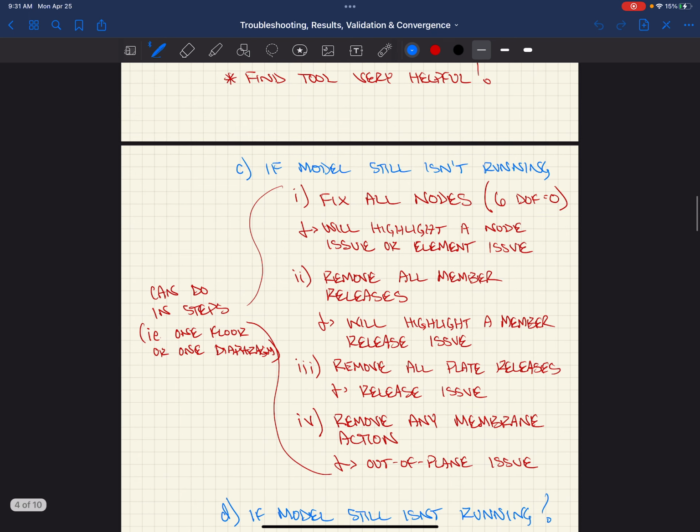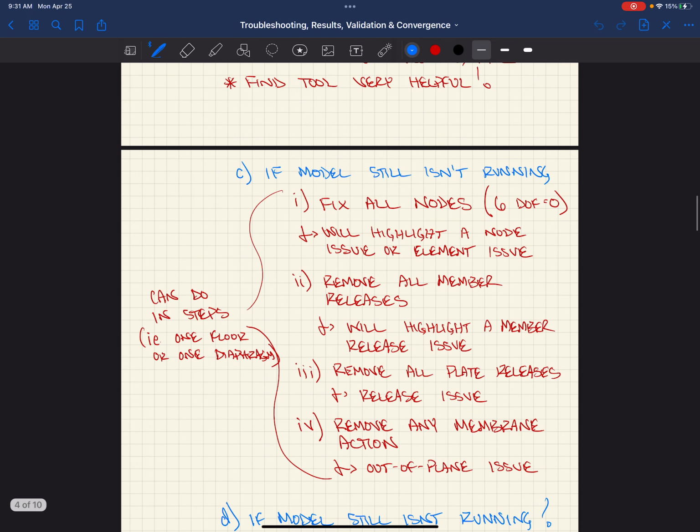One floor or one diaphragm, right? You can go through and, in one of those cuts, just fix all the nodes on a floor level. And if it runs, you're like, oh, I've isolated it to that one point. Or I've gone through and fixed all the nodes in the model, okay? And then start it over.